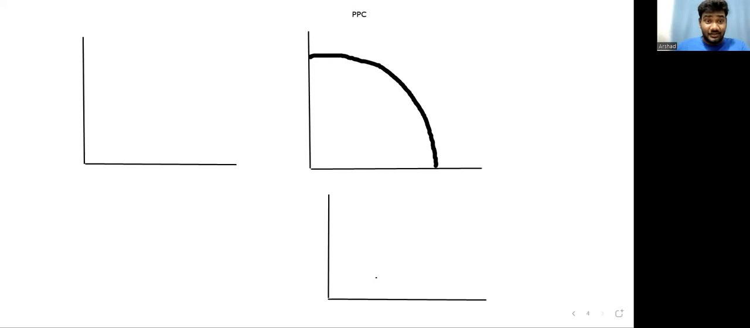Right. Okay. So let's say this axis is clothes, and let's say this axis is chocolate biscuit. Okay, listen very carefully. I'll mark a few points: point A, point B, point C.